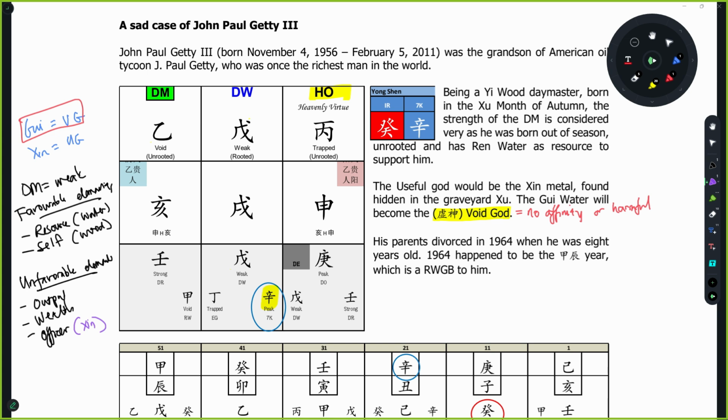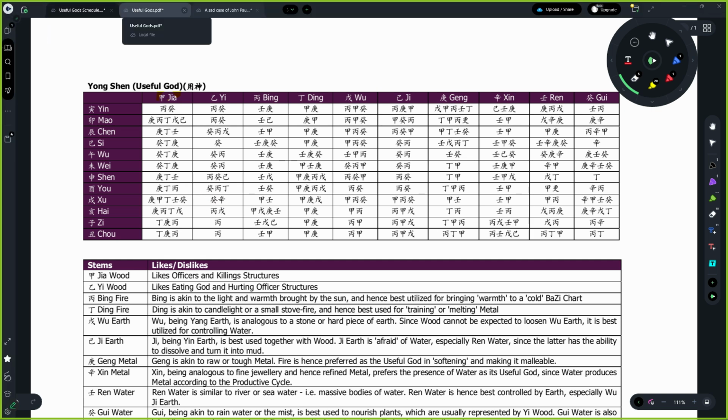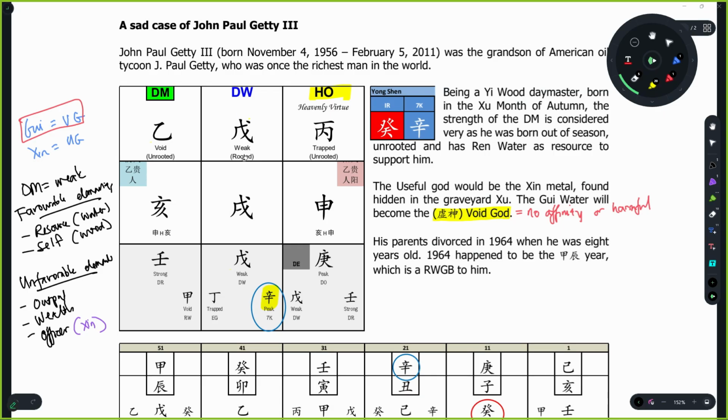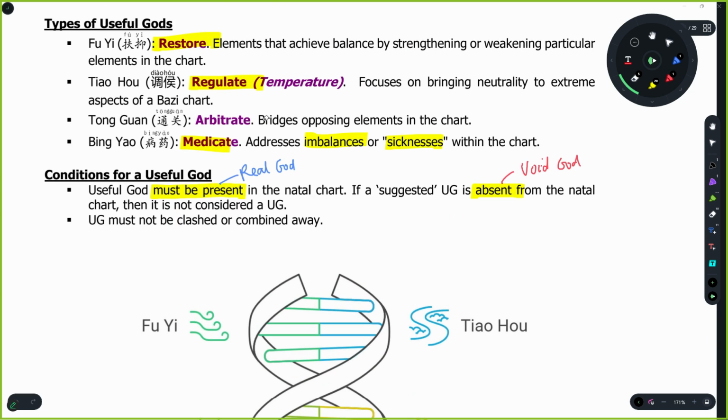I mean, you just look at the schedule. If you look at the schedule and say, okay, we have Yi wood born in the month of You. Yep, there you go. This is Xin, and Xin is metal, so this must be it. So that will be a more basic level of looking into it, and you say, oh, okay, Xin metal must be very favorable. But this Xin metal is weak. So we must remember our two conditions. The two conditions are that the useful god must be present, and the useful god must not be clashed or combined away. Otherwise, it will be weak.